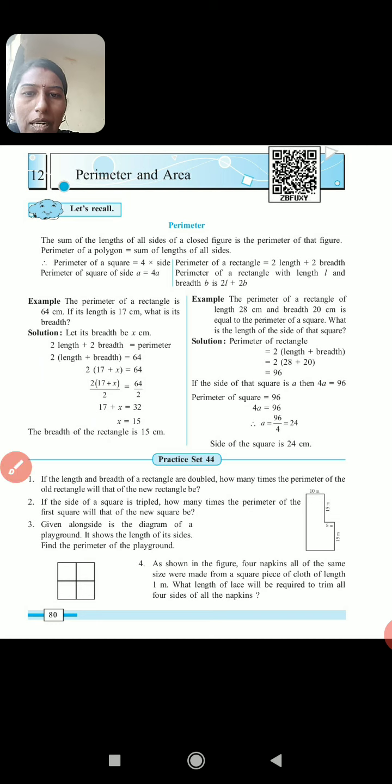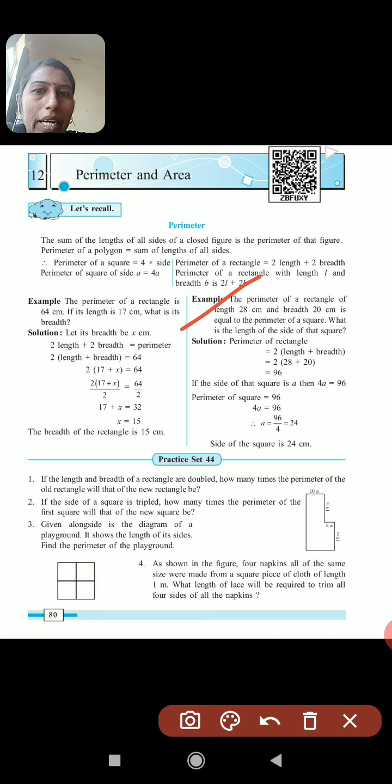Now the second example. The perimeter of a rectangle of length 28 centimeter and breadth 20 centimeter is equal to the perimeter of a square. What is the length of the side of the square? Here first you have to find out the perimeter of the rectangle. L and B are given. So from the formula 2(L plus B), L is 28, B is 20. So 28 plus 20 is 48. If you multiply it by 2, that is 96. The perimeter of the rectangle is 96.